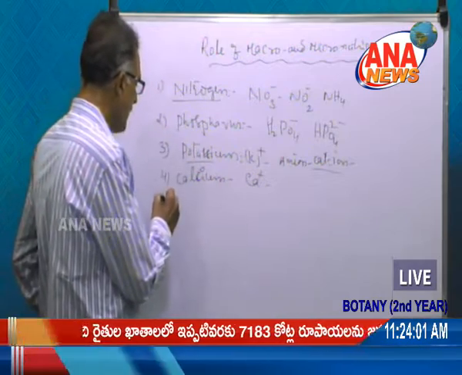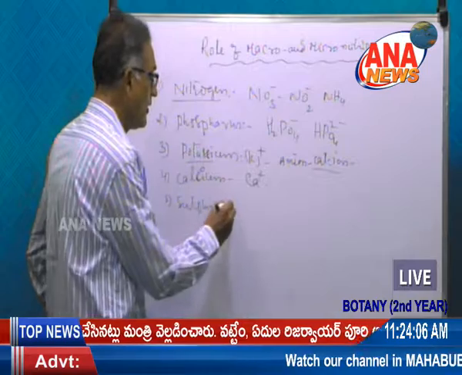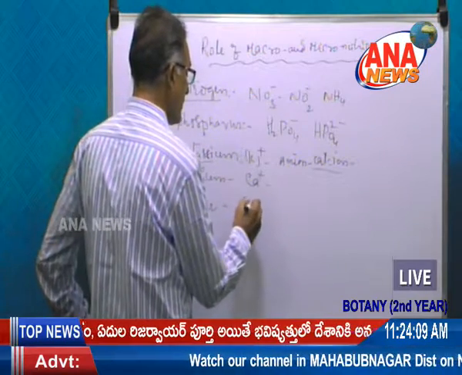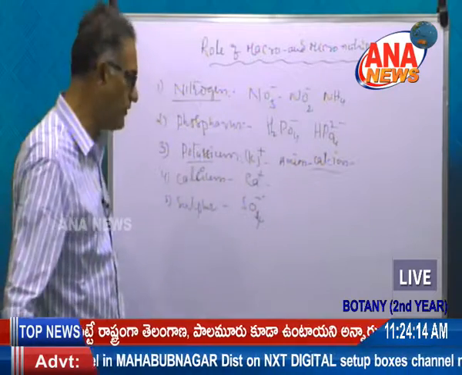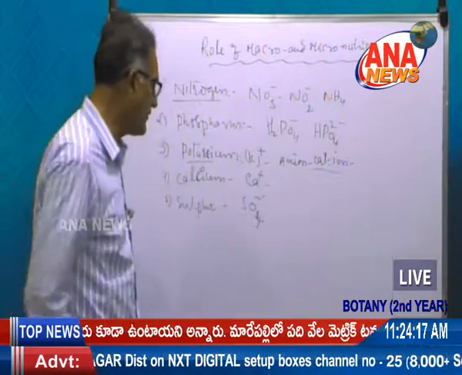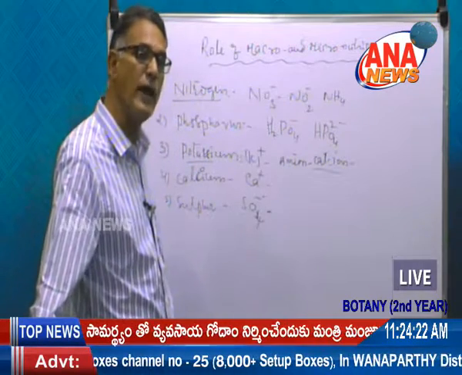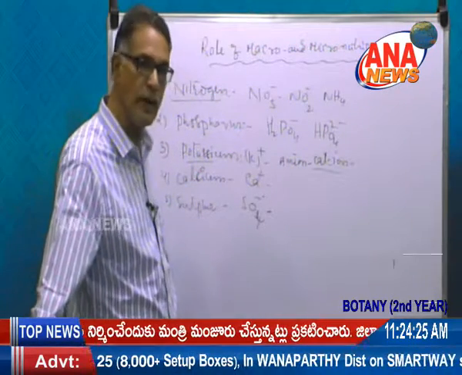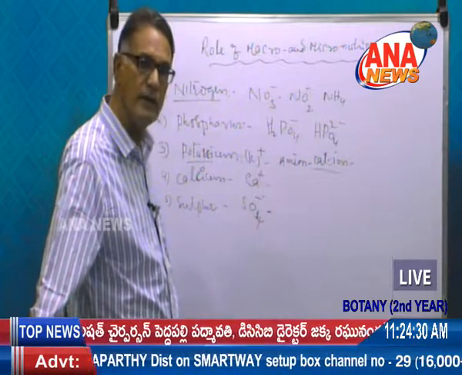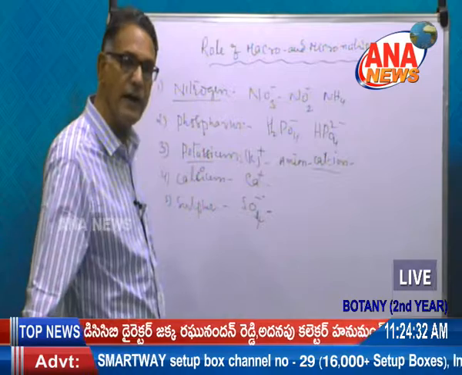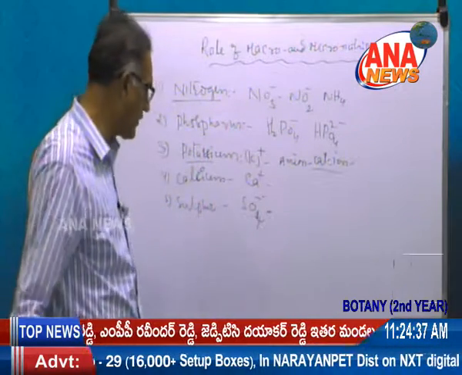Then sulfur, which is absorbed in the form of sulfate ions. Sulfur is present in two amino acids, cysteine and methionine. Sulfur is involved in the formation of disulfide bridges in proteins, which stabilize the protein structure.